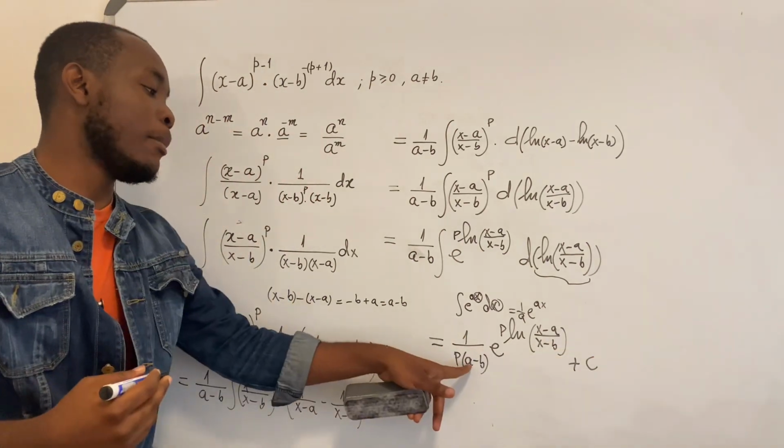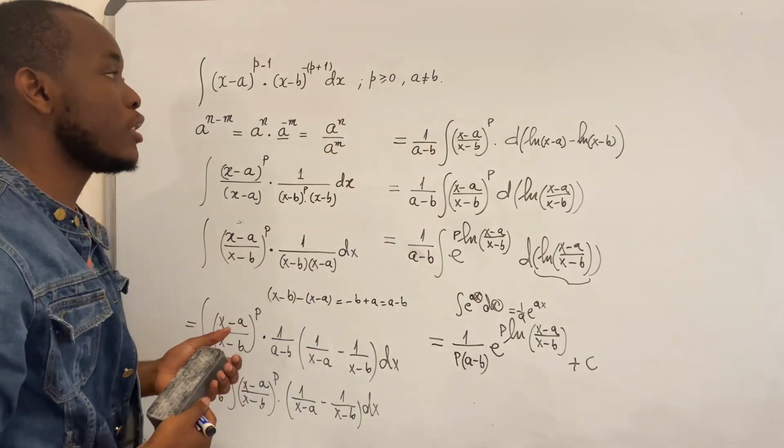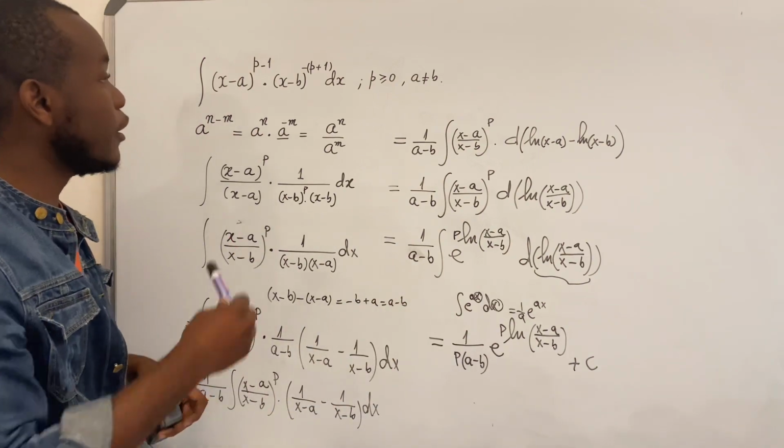And a minus b will never be 0. Why? Because they say a is not the same as b, so a is different than b. So this is how we should solve this problem.